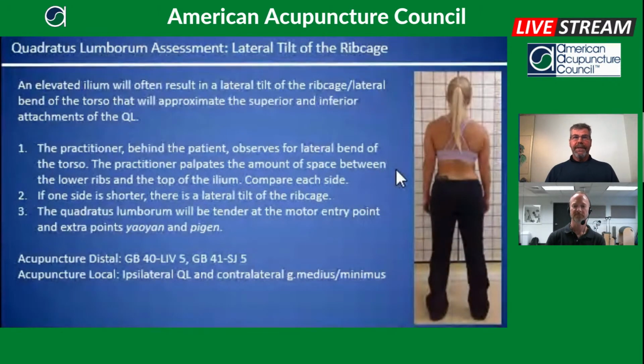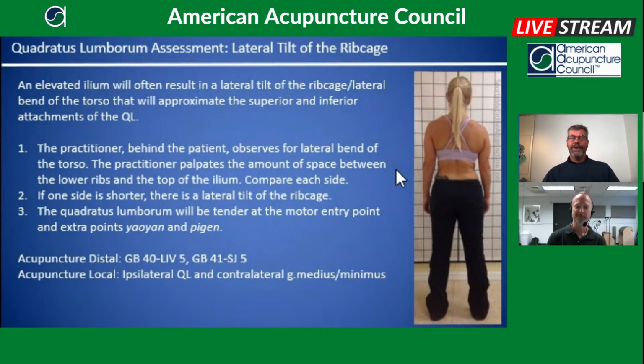All right, so when you get that elevated ilium, what the body wants to do is compensate, start to lean to the same side so it can start to balance itself. So that would be another sign that we can observe when looking from the posterior view. An elevated ilium, always go ahead and measure it with your fingers as well, just to confirm your visual findings. And then look at the lateral tilt of the rib cage.